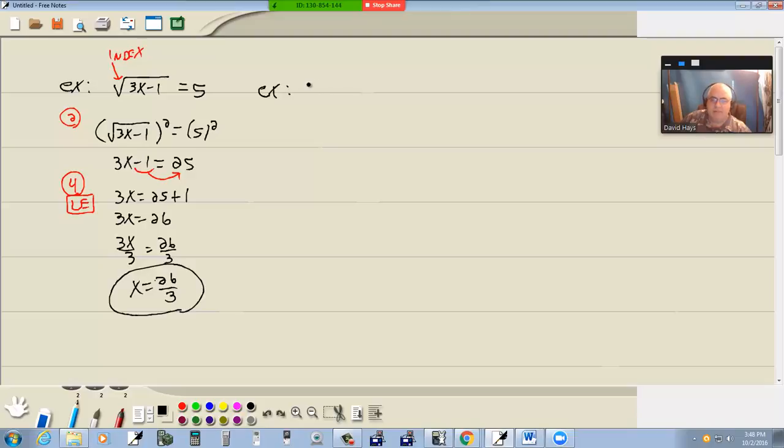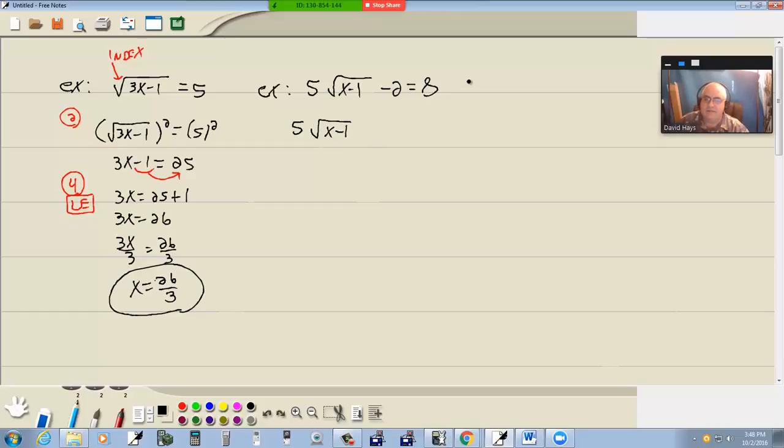Let's take a look at how to get a radical by itself. We got this problem here. And it's always the opposite operation that allows you to get it by itself. Although there are shortcuts you can use to get it by itself.